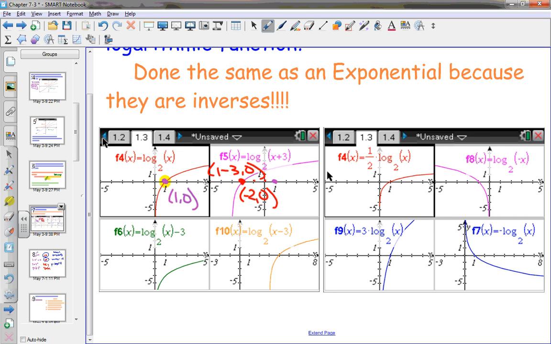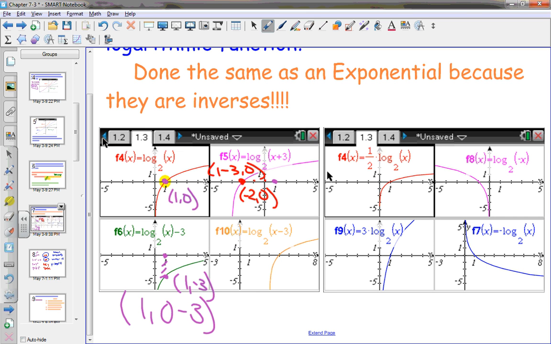Go to the bottom green one here. I have log base 2 of x minus 3. What it was at 0, 1, now what do you think happened? It went down 1, 2, 3 units, so therefore I'm at the point 1, negative 3. Well, what changed this time? The y value changed. To get that, I took 0 minus 3 to give me 1, negative 3. Do we understand that?